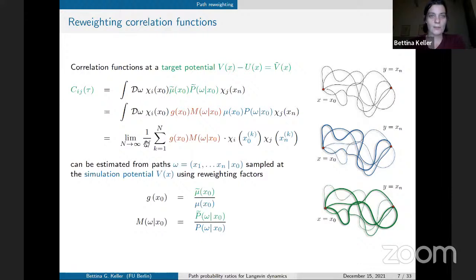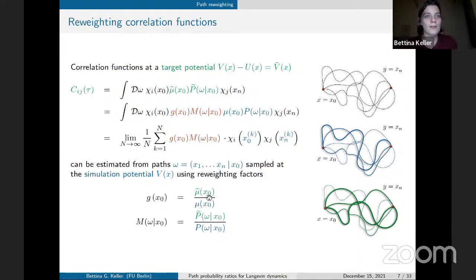And if we discretize this, every path snippet from x0 to xn that starts in i and ends up in j makes a contribution to the path integral, but now not with 1, but only with this relative probability here in red. So in order to estimate the correlation function at the target potential, we need to sum over all paths in our simulation, check whether they start in i and end in j, and then calculate this relative weight. And we decompose the weight into 2 terms.